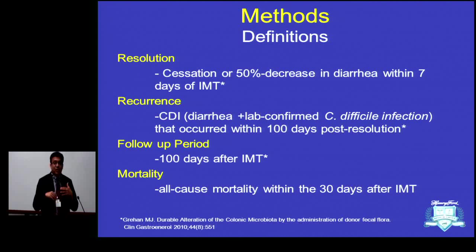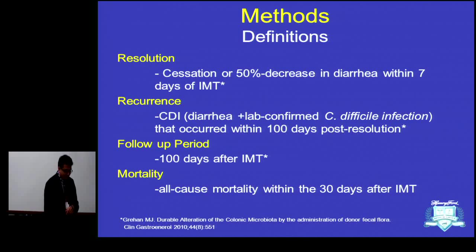Resolution was a cessation or 50% decrease in diarrhea within 7 days of fecal transplant. Recurrence was defined as CDI that occurred within 100 days post-resolution of the original infection. Typically, most studies have included only 4 weeks as the cutoff, including the fidaxomicin study Dr. Alangaden mentioned. But we included 100 days, just like the nosocomial definition, and made it much stricter. The follow-up period was 100 days after intestinal microbiota transplantation. We also looked at all-cause mortality within 30 days after fecal transplant.